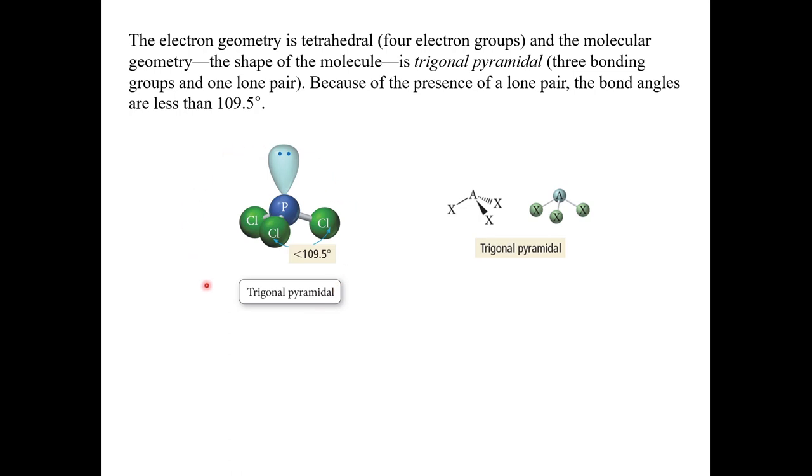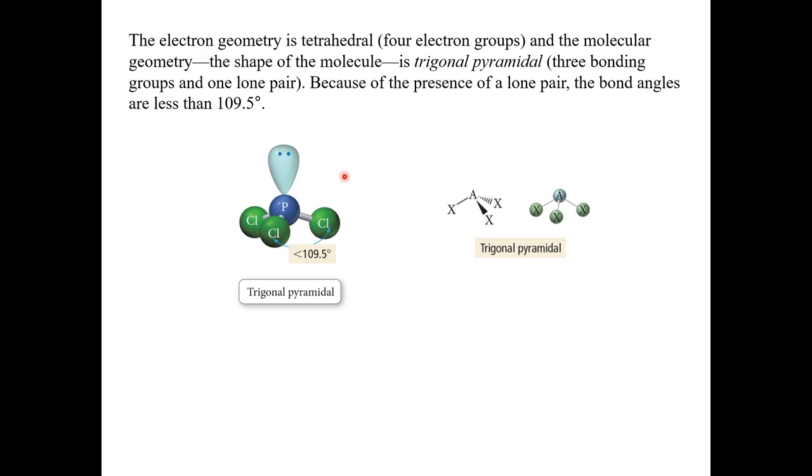So here's how you would draw PCl3 if you wanted it to include the lone pair. Remember that ideally the tetrahedral bond angle would be 109.5, but because of the lone pair, it's going to be less than that. So if you want to say 107 degrees, similar to NH3, you could say that.